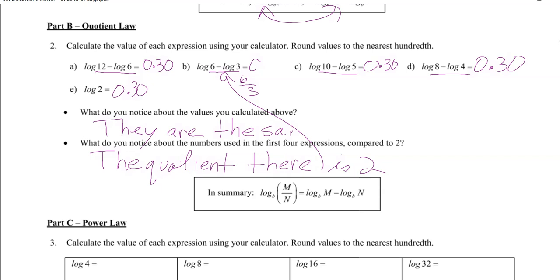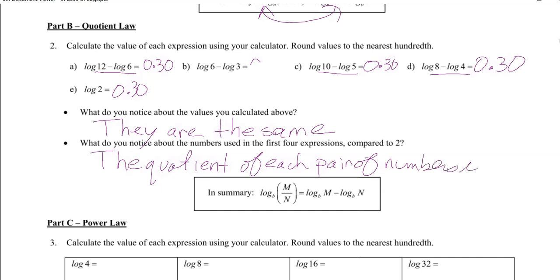They are the same. So their quotient. The quotient of each pair of numbers is 2. So the second law of logs, the quotient law. The log of a quotient, right? So when you do division, you're going to get a quotient, is equal to the difference between the individual logs.